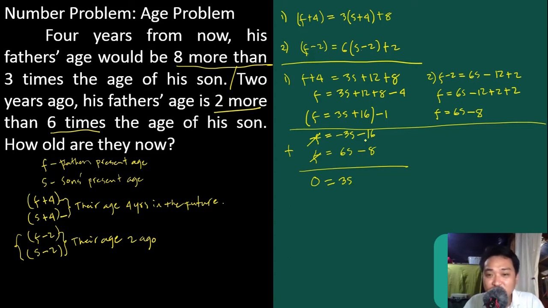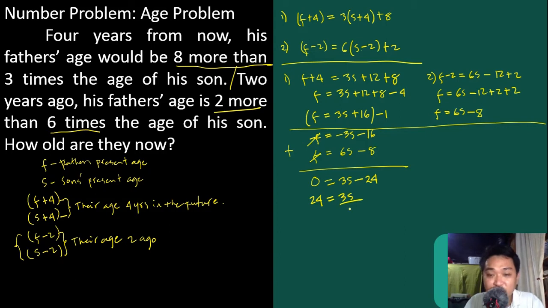How about here? O, pareho sila ng sign. Pag pareho sila ng sign, copy the common sign, and then add those numbers. We have here 16 plus 8, that will be 24. Now, let us try to transpose negative 24 to the other side. That will become positive, ano? So that is 24 is equivalent to 3s.